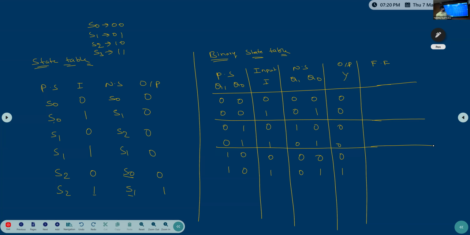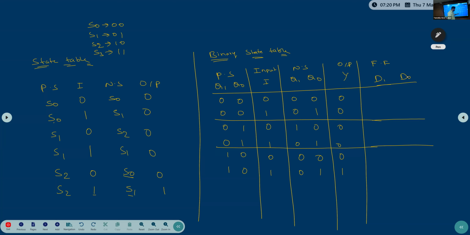Why am I saying the D flip-flop? Whatever the next state output is, the D flip-flop excitation table output is also the same. Next state is equal to D. Simple. So you do not need to wait to draw the excitation table and then get the values. It will take more process. So that's why take the D flip-flop. We have two values, right? Q1, Q0. So I need to take two flip-flops, D1, D0.